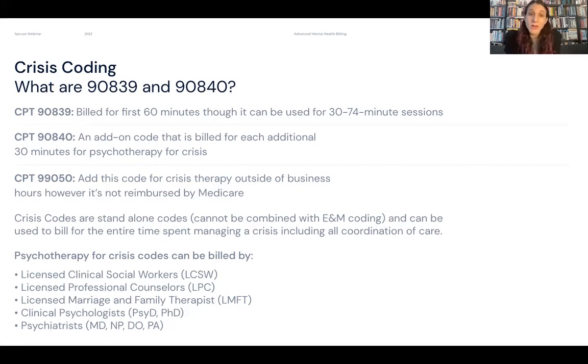Now, for those of you who are familiar with CPT codes, maybe this doesn't sound like complete nonsense, but for those of you who are less familiar, CPT codes can be kind of a crazy rabbit hole.